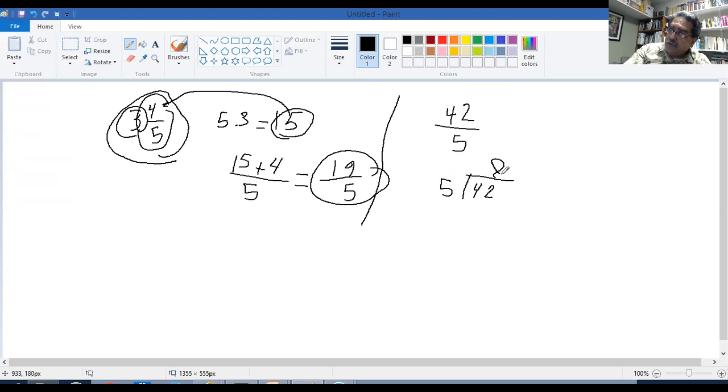Put 8. 8 times 5, 40. 2. Now, this is the remainder. This is the quotient. Okay, the way it's going to happen, the remainder goes to the numerator. This remainder goes here to the numerator.